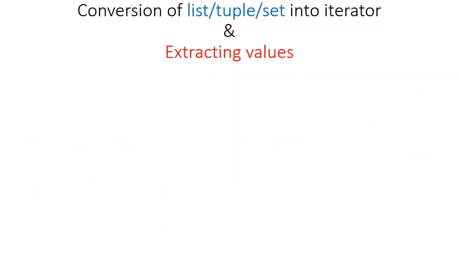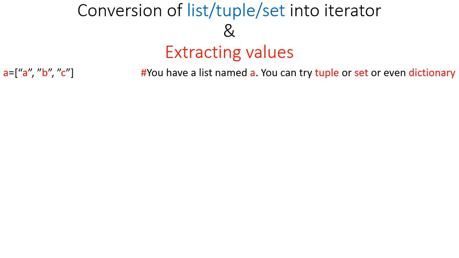Now let's see how you convert a list, a tuple or a set into an iterator, and then how you extract values from that iterator. For example, you have a list that contains A, B, and C, that is 3 elements. You have already learned in previous Python 3 lessons that any sequence of elements enclosed in square brackets is called a list. So A is a variable in which we have saved this list. Now this A is called a list, and this A is an iterable, not an iterator.